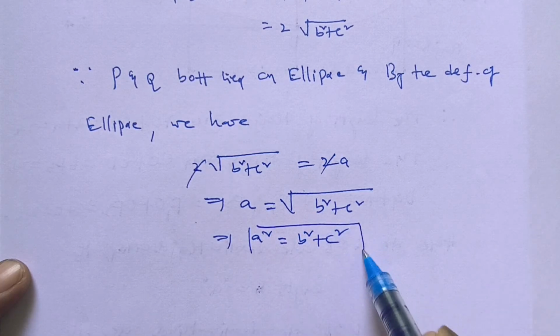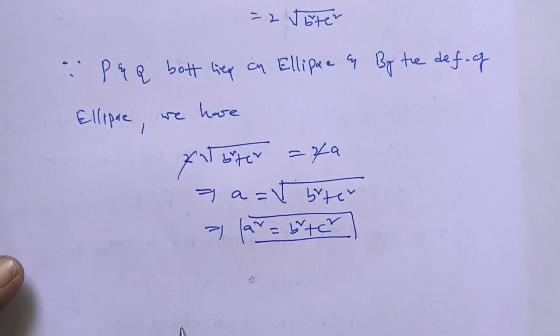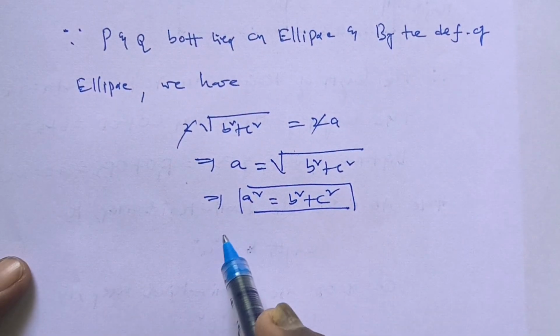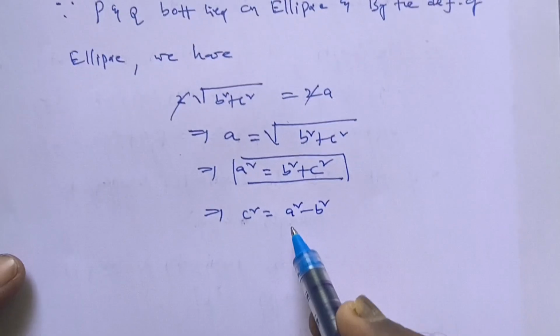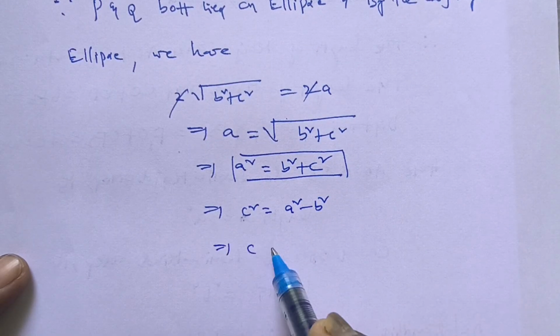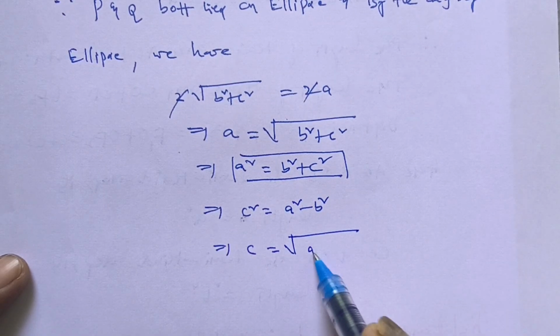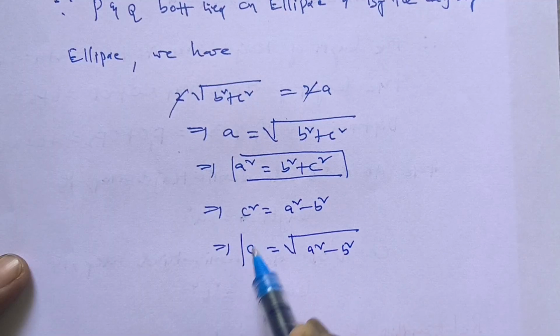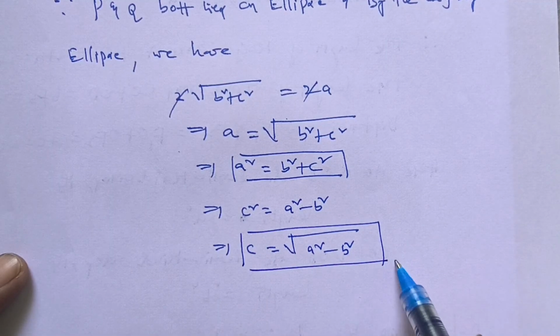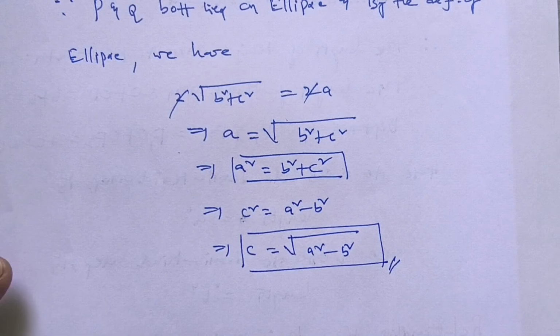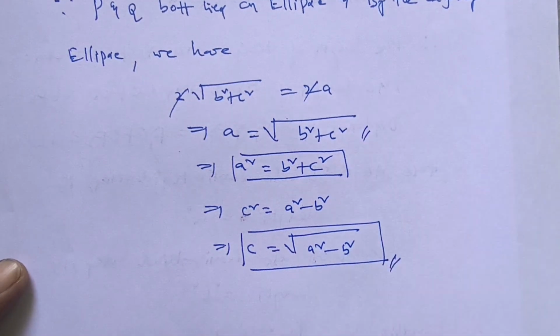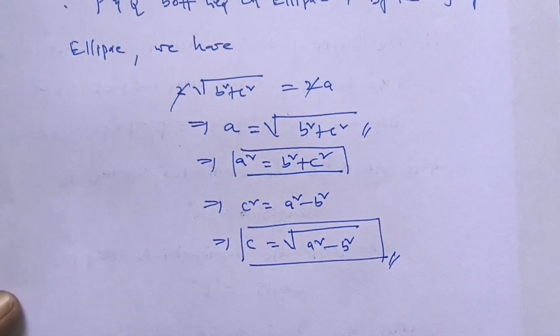This is one relation, and from this c square equals a square minus b square. Now c equals square root of a square minus b square. So these are the relations between a, b and c. Okay.